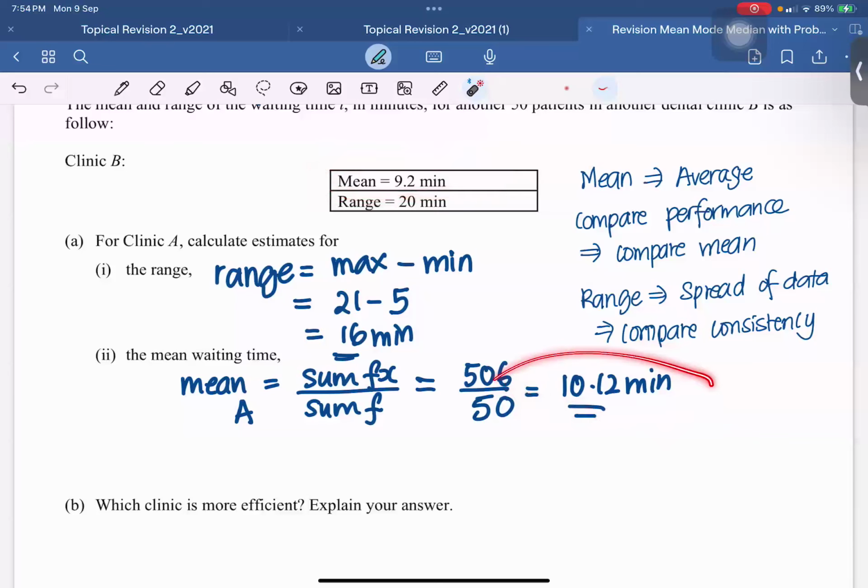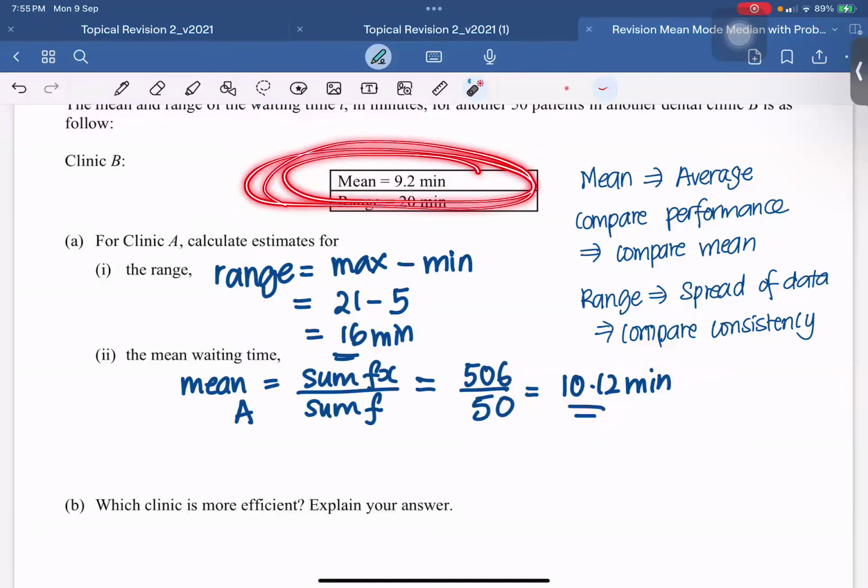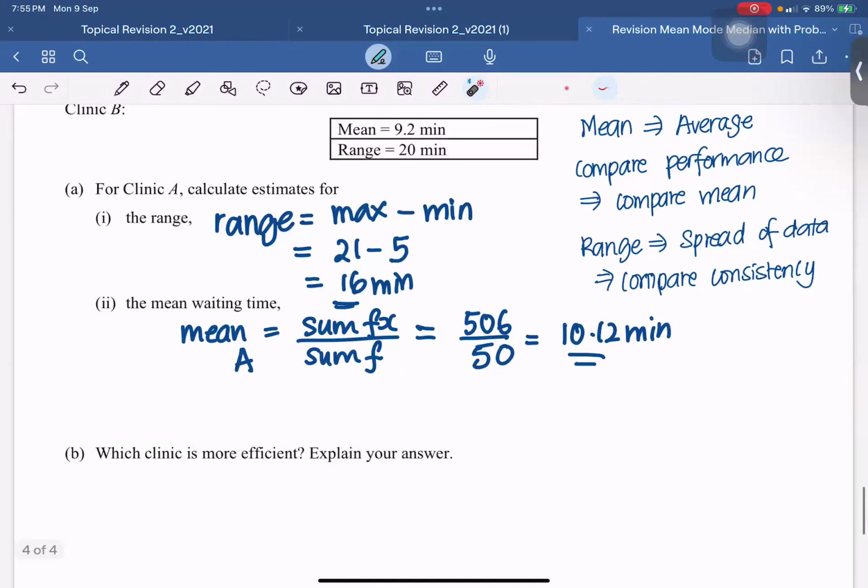So clinic A is 10.12 minutes. The other one, clinic B, the waiting time is 9.2 minutes. Which clinic is more efficient? So therefore, clinic B will be more efficient, correct?